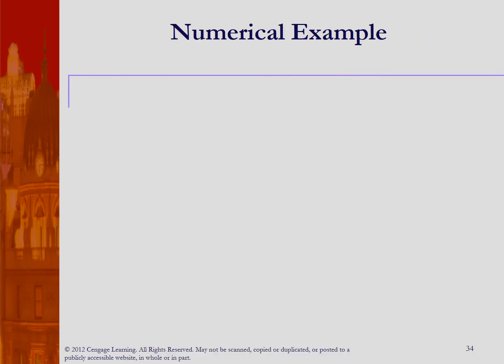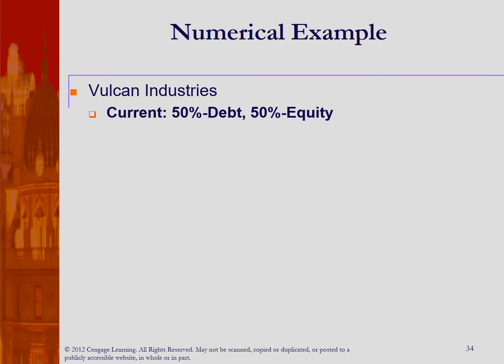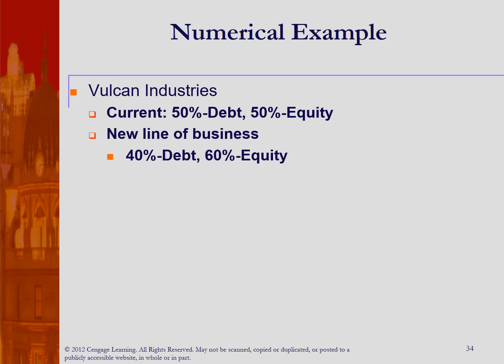Let us use the textbook example to illustrate the techniques just discussed. Vulcan Industries is considering expanding into a new line of business and wants to compute the appropriate risk-adjusted discount rate for this new line of business. Vulcan's current capital structure consists of 50% debt and 50% equity. Vulcan decides to use 40% debt and 60% equity to finance the new line of business. Vulcan's marginal tax rate is 40%.